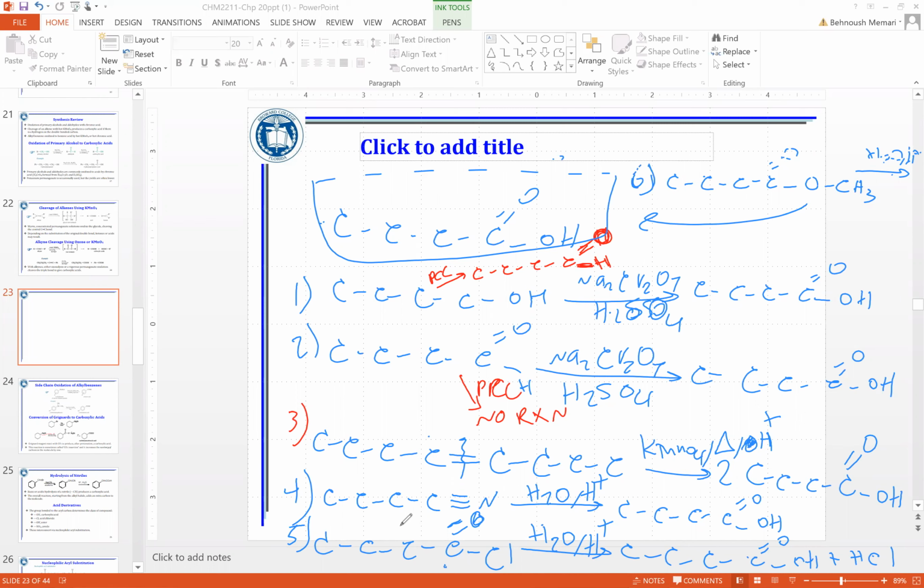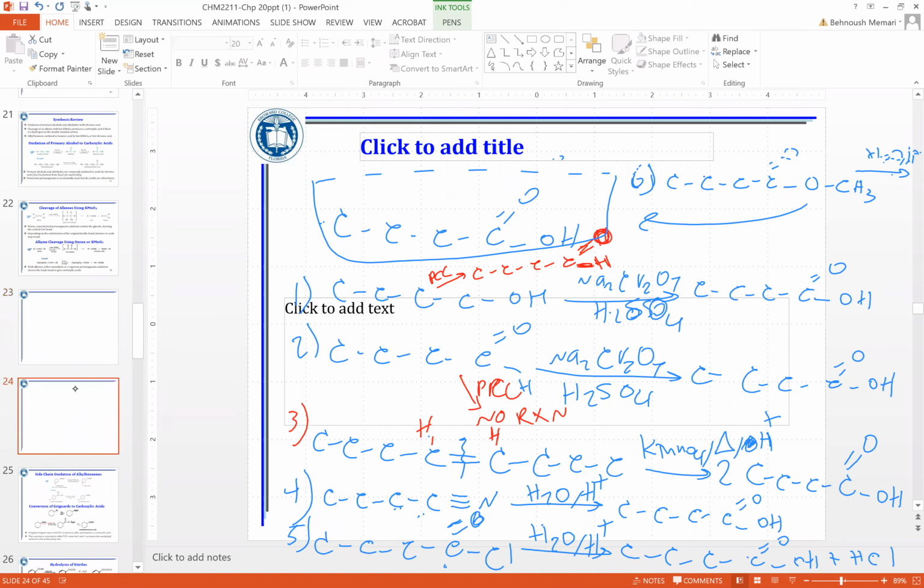This is like substitution. This is like hydrolysis or oxidative cleavage. For the oxidative cleavage, you must make sure that you have a hydrogen here. So there must be a hydrogen. You cannot have a 3R or 4R alkene and expect carboxylic acid.